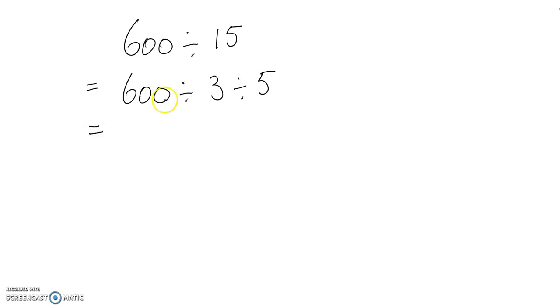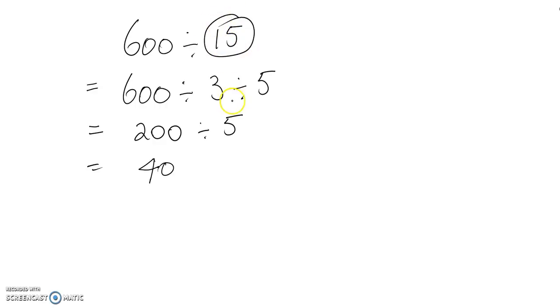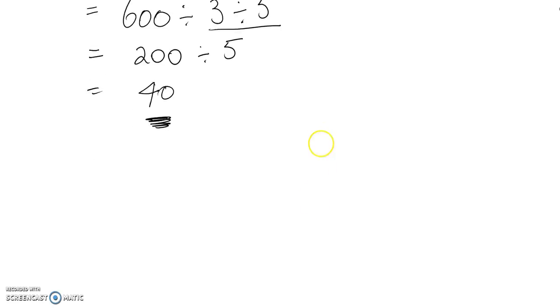So 600 divided by 3 is much easier for us than 600 divided by 15. We know that that's 200. We still need to divide by 5. Dividing 200 by 5 is actually quite easy for us as well, and we know that's 40. So by breaking the divisor down into smaller parts, we make our calculations much easier. We get our answer of 40. Should try that with a few other multiplications and divisions. You might find it very useful for you.